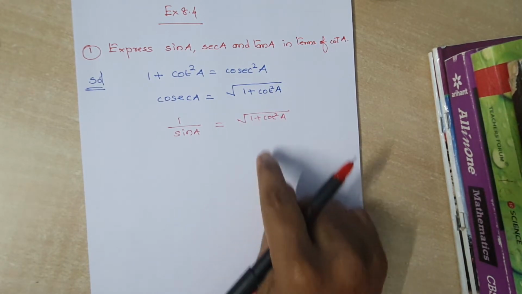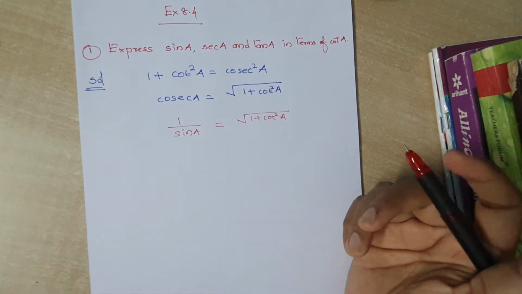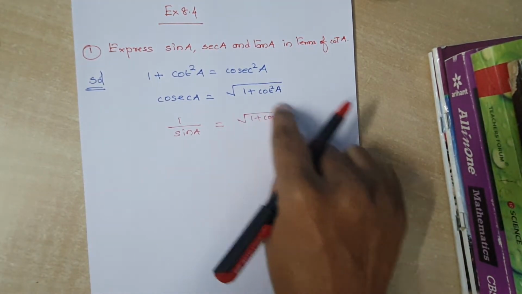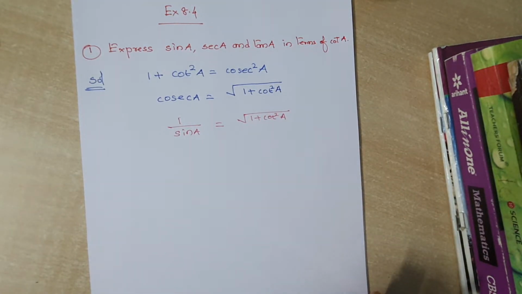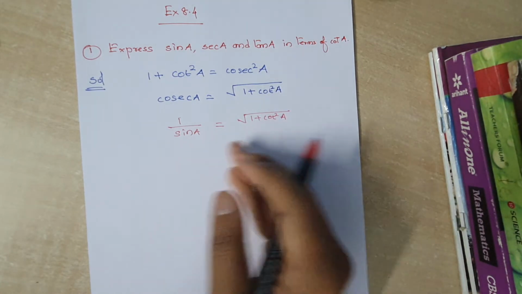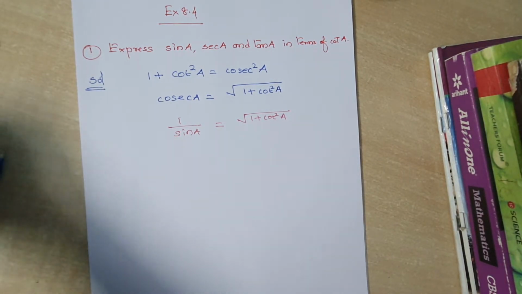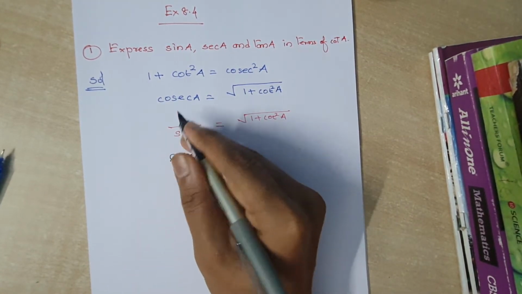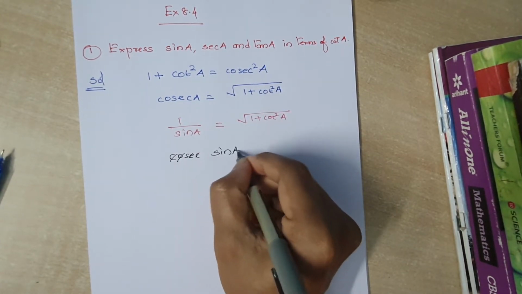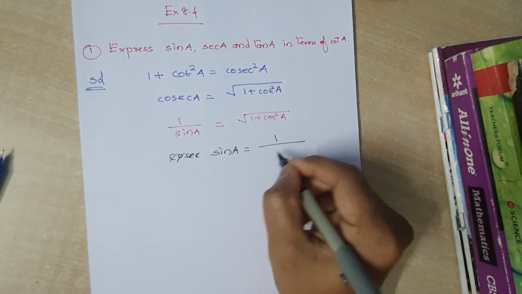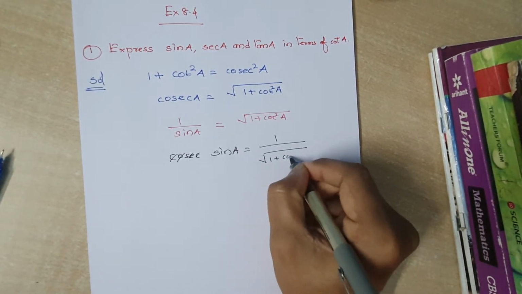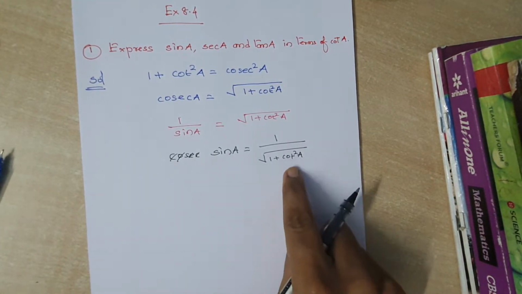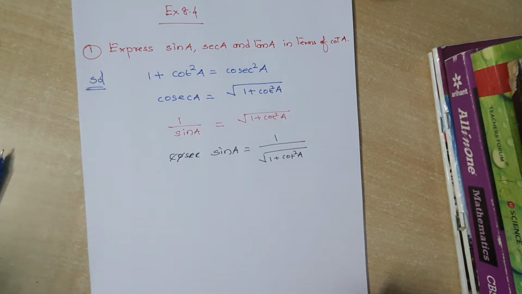What do we get by taking the reciprocal? The denominator of this is 1. Any number or any expression, what will its denominator be? It will be 1. So by taking the reciprocal we get 1 by square root of 1 plus cot square. So reciprocal both sides, we get 1 by sin A, its reciprocal is sin A. Sin A is equal to 1 by square root of 1 plus cot square A. So we have shown sin A with respect to cot A.